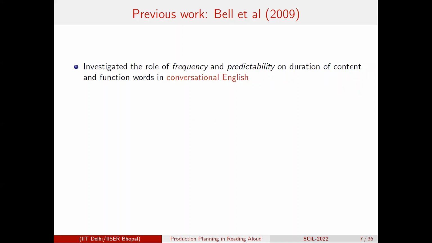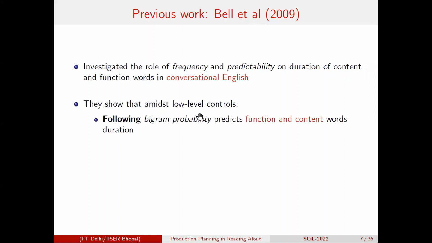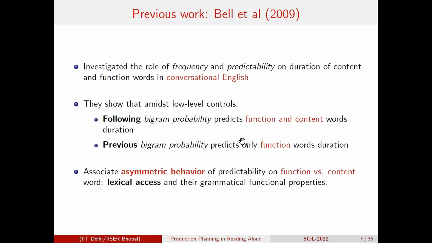So the other work in the literature is based on the work by Bell and colleagues, where they investigated the role of frequency and predictability on the duration of content and function words in conversational English. And they show that in the presence of low-level predictors such as word length and word frequency, the following bigram probability predicts both function as well as content word duration. But the previous bigram probability predicts only the function word duration. So they associate this asymmetric behavior of the predictability of these classes of words with a different mechanism for lexical access for these two classes of words, apart from their grammatical functional properties.